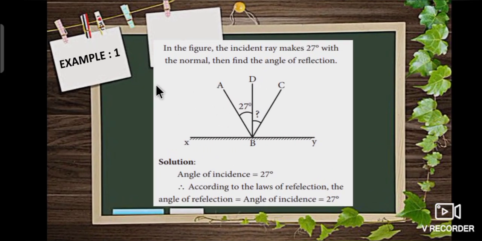Let's see the example. In the figure, the incident ray makes 27 degrees with the normal. Then find the angle of reflection. See the picture, students. This is the incident ray. The angle between the incident ray and the normal, the angle of incidence, is 27 degrees. So according to the law of reflection, the angle of reflection is equal to the angle of incidence. So the answer is 27 degrees.